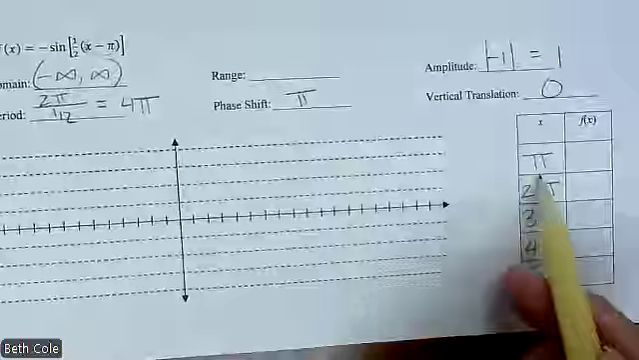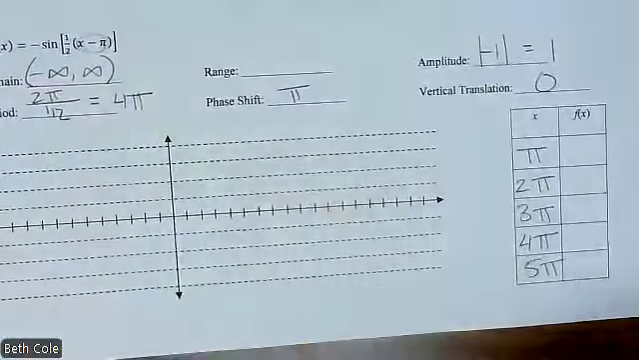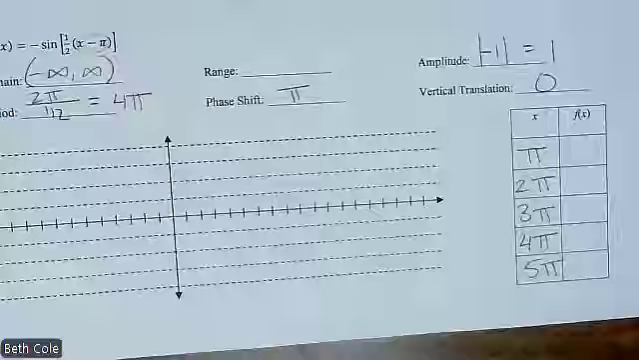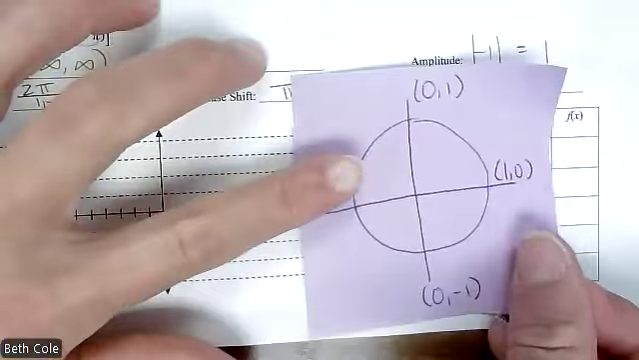You start with the phase shift. So I just copied that over, and then you add the period. 1 pi plus 4 pi is 5 pi. But regardless of what that says, in fact, usually what I do is cover it up because it just doesn't matter. We're going to go around our circle.